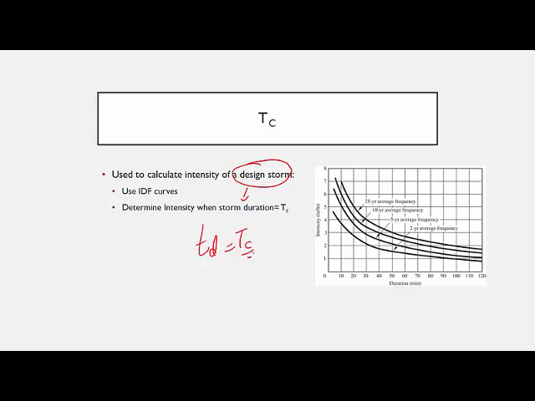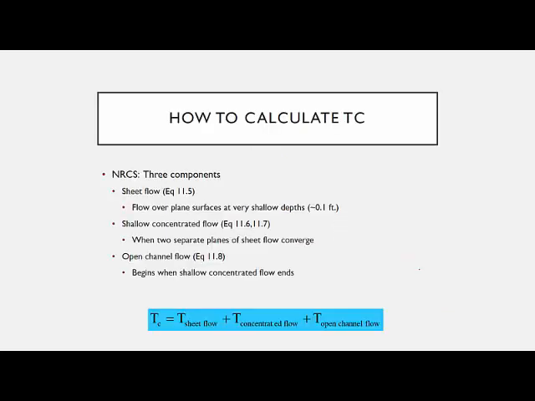So is that clear? Time of concentration is different than the duration of the storm, but for design storms, we equate the duration of the storm to the time of concentration. So whenever we are going to design, we say, okay, this is the duration of the storm, T sub D, so I'm going to say that I'm going to have a duration of the storm equal to the time of concentration.